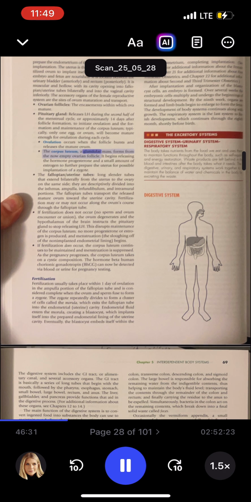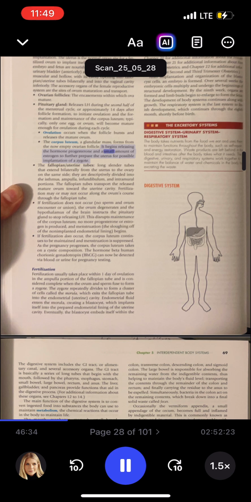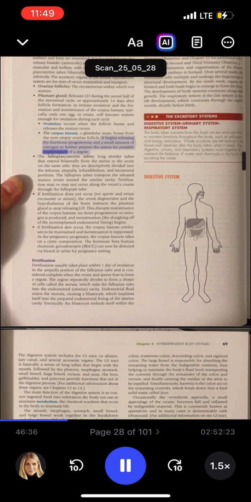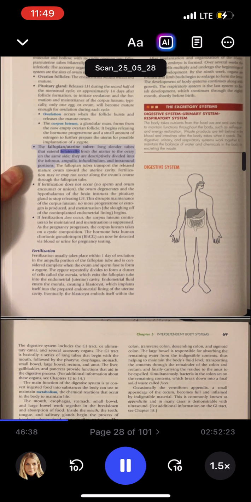The corpus luteum, a glandular mass, forms from the now empty ovarian follicle. It begins releasing the hormone progesterone and a small amount of estrogen to further prepare the uterus for possible implantation of a zygote.